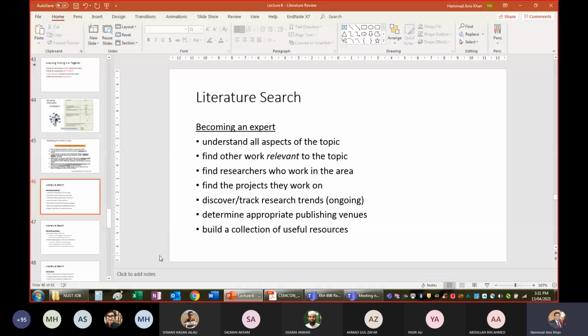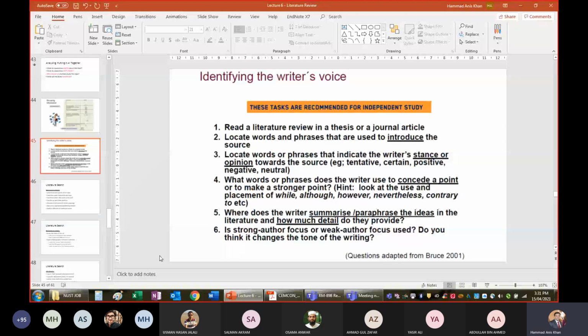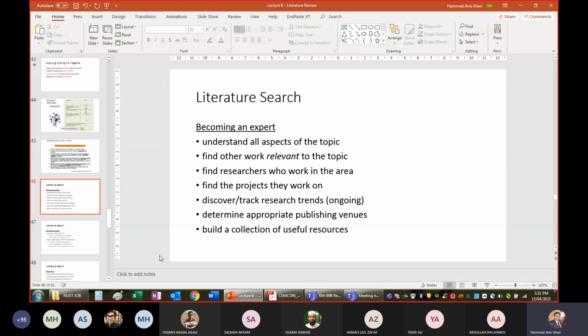So, after the literature search, yes, we were discussing the tone of the writer. What are the qualities you will achieve by doing the literature search? This is also a very important point I want to highlight. You become an expert on a certain topic. When you are doing a literature review, you understand all the aspects of the topic. You find other works relevant to the topic, and as you study, you try to dig deep.